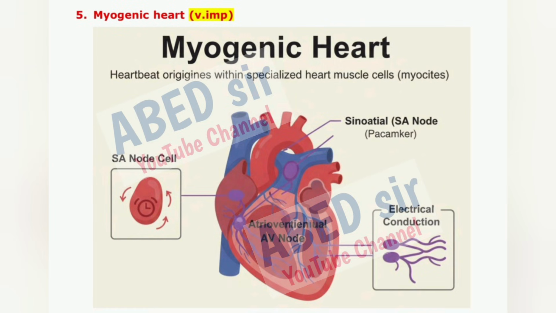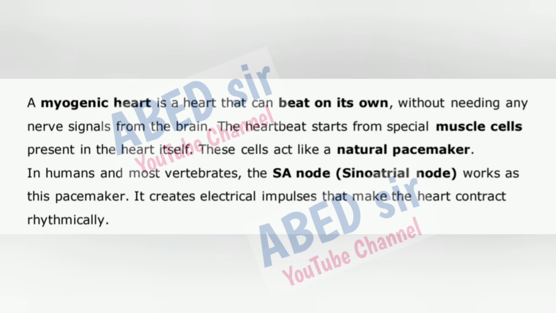Myogenic heart. A myogenic heart is a heart that can beat on its own without needing any nerve signals from the brain. The heartbeat starts from special muscle cells present in the heart itself. These cells act like a natural pacemaker. In humans and most vertebrates, the SA node, sinoatrial node, works as this pacemaker. It creates electrical impulses that make the heart contract rhythmically.